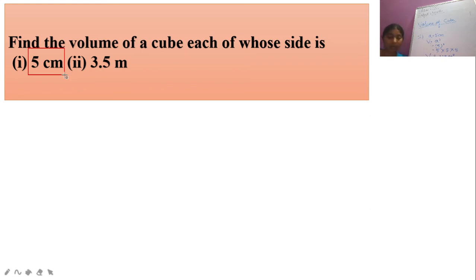Now students, pause this video and solve question number 2, whose side is given to you as 3.5 meters. So do it and write down your answer. If you get it, write down your answer in the comment box.